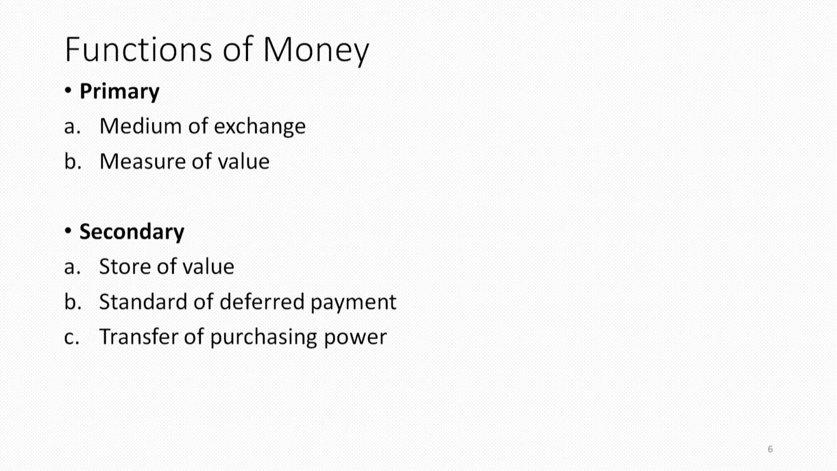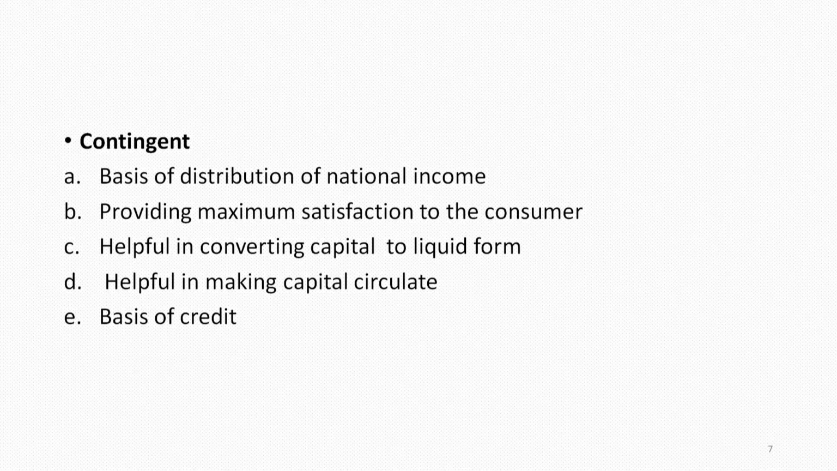When I give a 500 rupees note to another person, that means I am transferring the purchasing power of 500 to some other person who can transfer it to another person, X or Y. So money has the power to transfer the purchasing power. The contingent functions of money include that money serves as a basis of distribution of national income. National income is calculated on the basis of, we calculate GDP, GNP on factor cost, market price. The basis of its calculation is money.